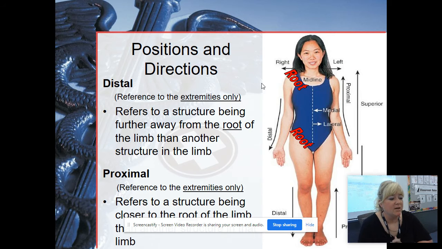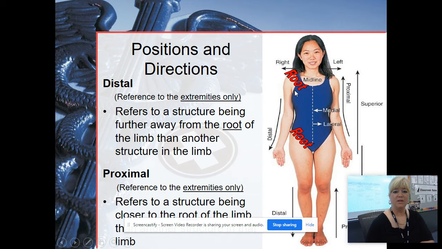And you can see here on this girl the word root. Now these terms refer to the extremities only. So we're only talking about the arms and the legs. You're only going to use the terms distal and proximal for arms or legs. Why? Because it refers to a structure being further away from the root of the limb, if you're talking about distal, than another structure in the limb.